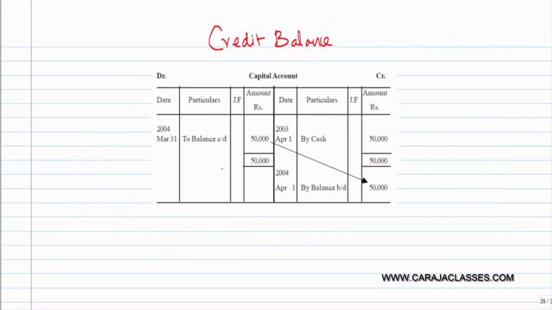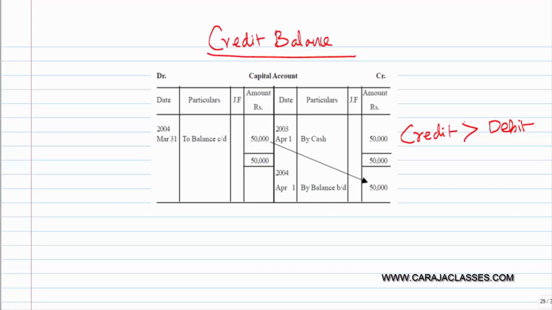The second possible scenario can be an account having a credit balance. So when does an account have a credit balance? When your total on the credit side is greater than the total on the debit side, then in that case that account will have a credit balance.